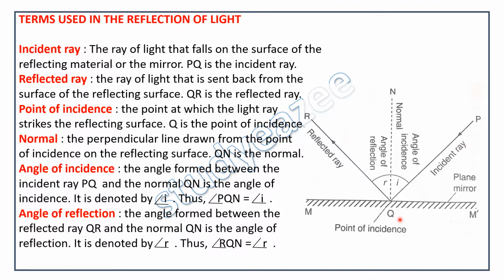Normal is the perpendicular line drawn from the point of incidence on the reflecting surface. QN is the normal. Angle of incidence is the angle formed between the incident ray PQ and the normal QN. It is denoted by small i, and thus angle PQN is the angle of incidence. The angle of reflection is the angle formed between the reflected ray QR and the normal QN. It is denoted by small r. Thus angle RQN is the angle of reflection.